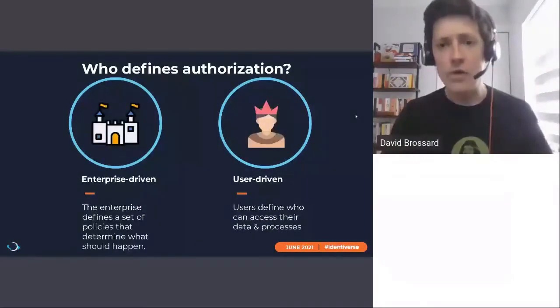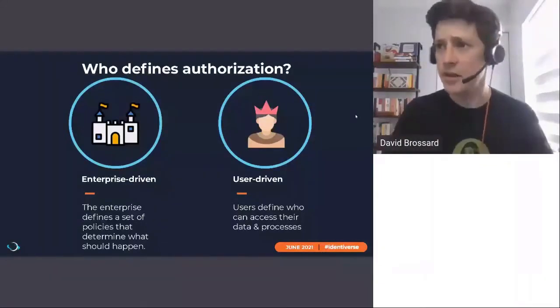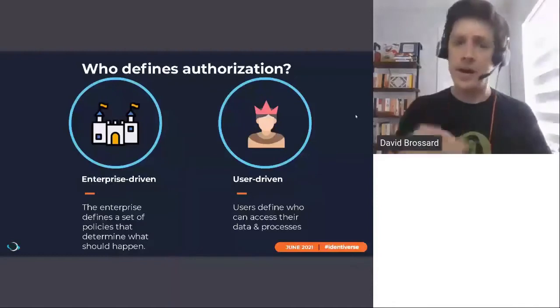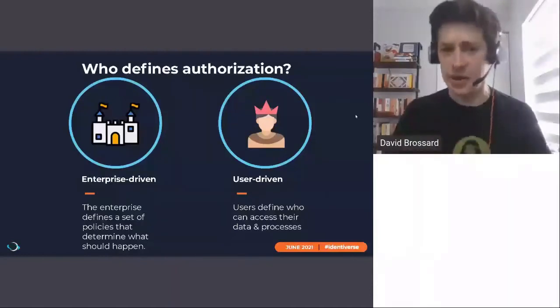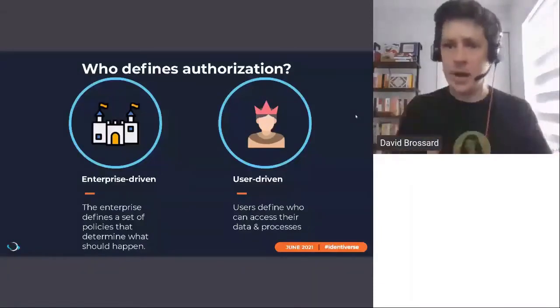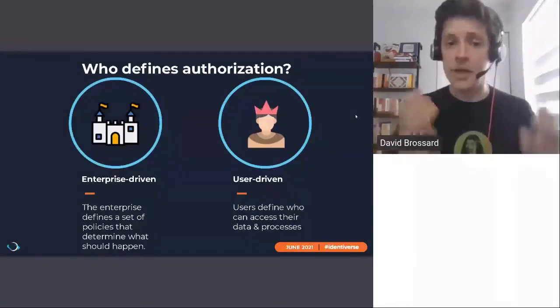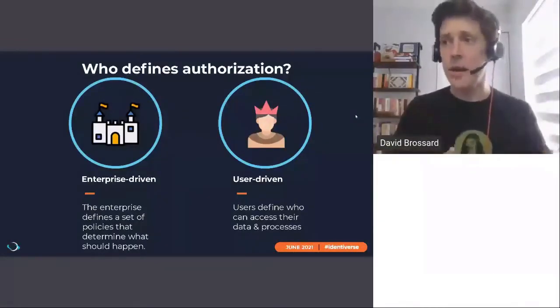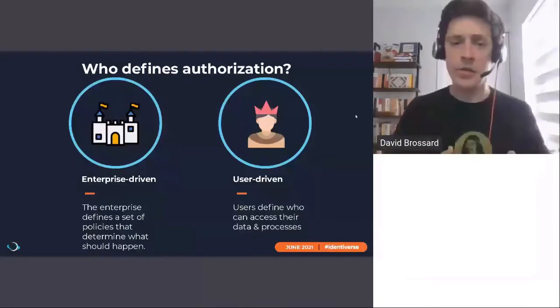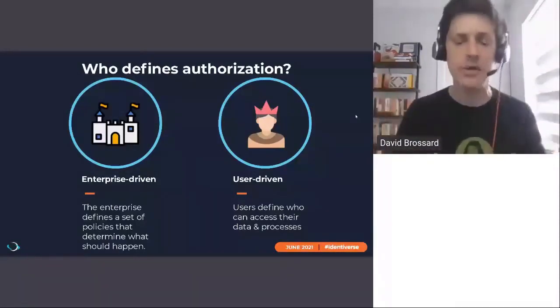Now, one more dimension of authorization is who gets to define authorization. Given my background, I'm very biased on enterprise-driven authorization, meaning that you're building an app, you're a developer of the company, you're building a banking app, and therefore the company, the bank, will decide what the authorization requirements are. That's enterprise-driven authorization. The IRS is a really good example of enterprise-driven authorization. They decide who can view tax data, who can do certain things within the tax processes, right?